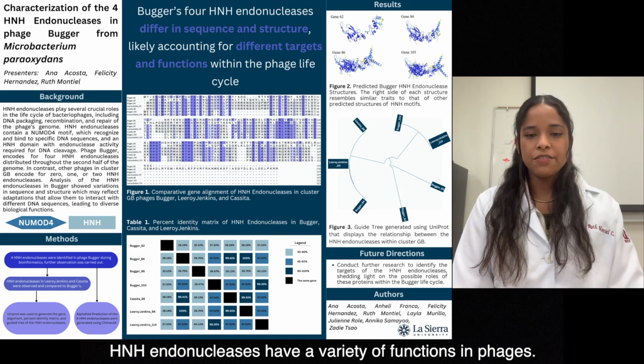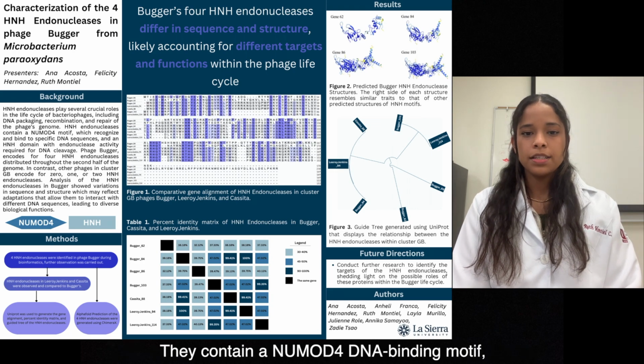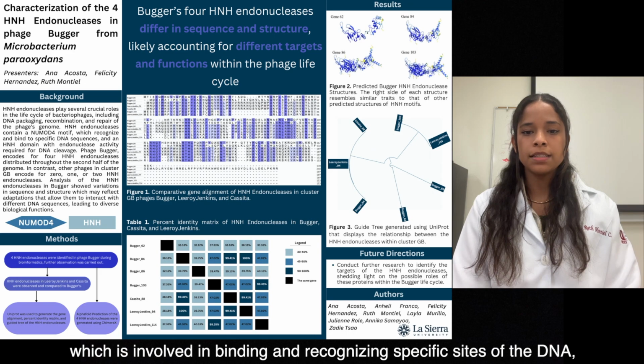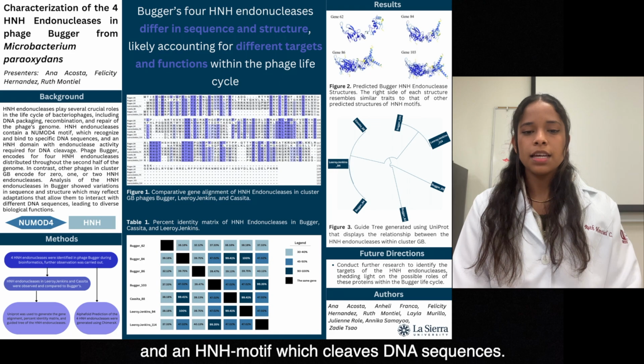HNH endonucleases have a variety of functions in phages. They contain a NUMOD4 DNA binding motif, which is involved in binding and recognizing specific sites of DNA, and an HNH motif, which cleaves DNA sequences.